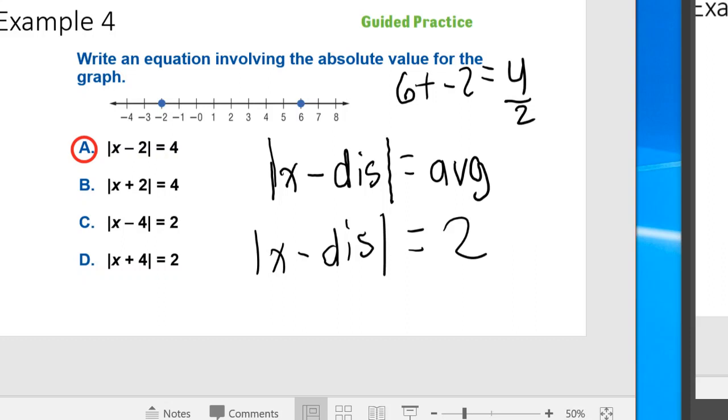Does that make sense? Because that was the average, and I'm looking at the average between those two numbers. So I have a mark right there. Well, what's the distance from the average number? What's the distance on either side? Well, we can go 1, 2, 3, 4.